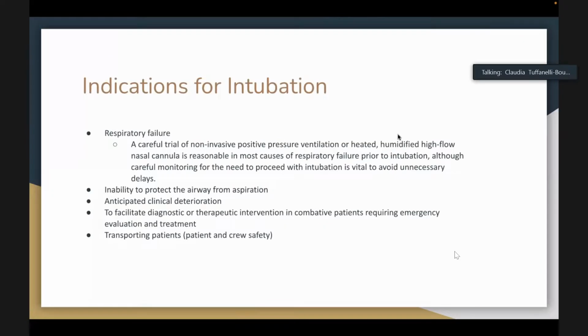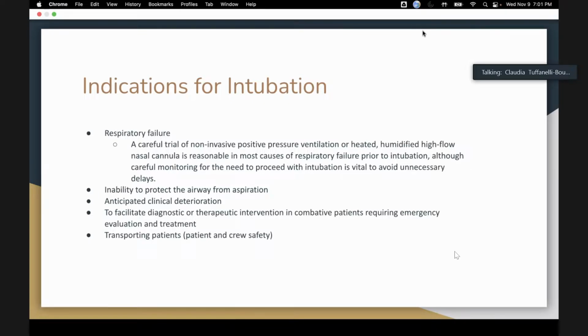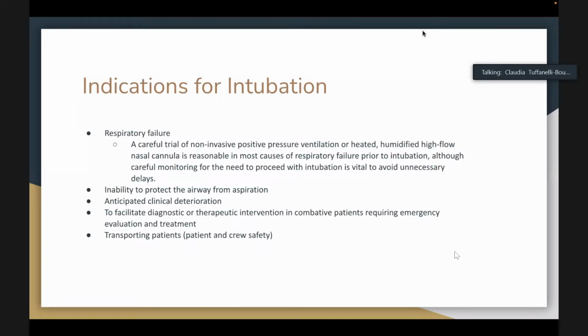So getting started, what are the indications for intubation? Anytime we're doing a procedure, we need to know, why are we doing this procedure? The reason would be respiratory failure. That's really the primary reason why we intubate in the emergency department.